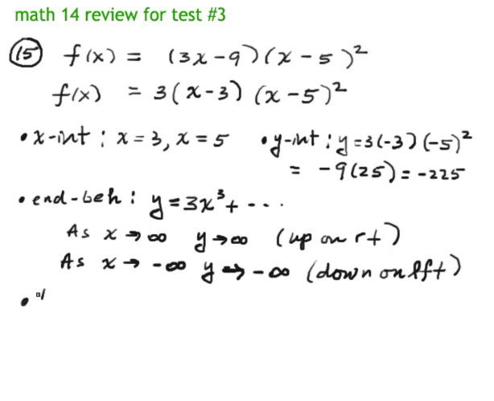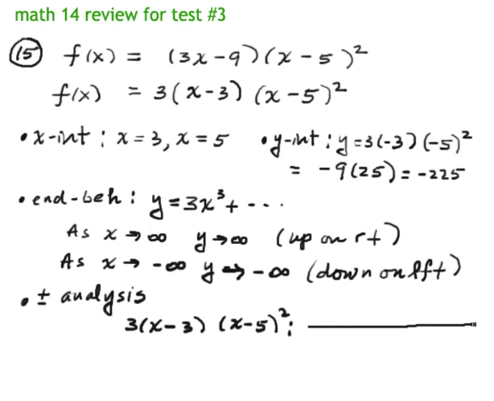Okay, now we're ready for our plus-minus analysis. Here we'll do the plus-minus analysis, and then we'll do the graph. All right, so here, let's write our function next to our number line. Okay, here's the number line. So on the number line, we're just putting 3 and 5. Both closed dots. There's no denominator here.